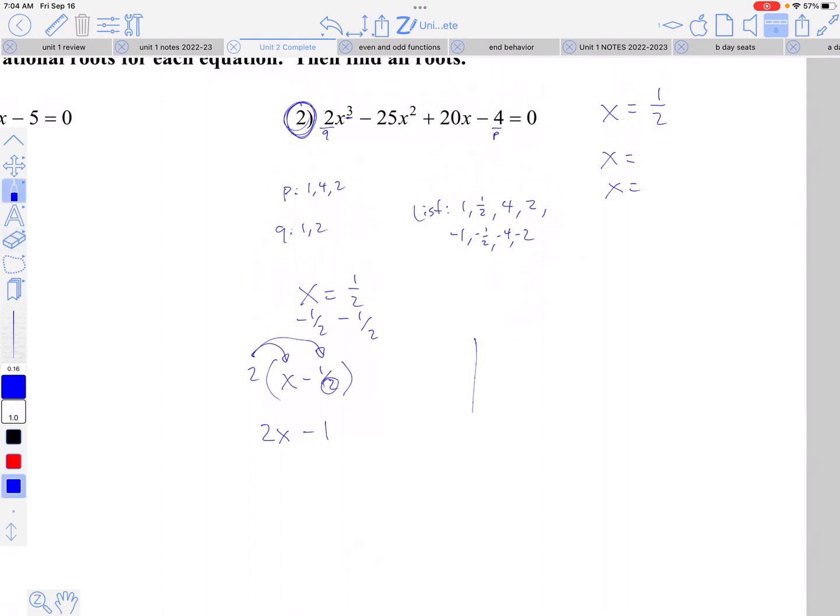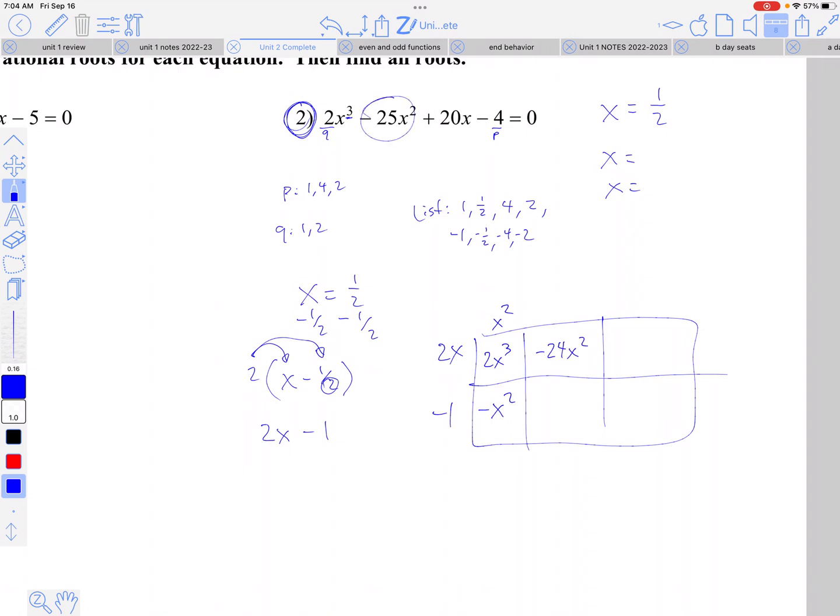All right, so we have to divide 2x minus 1 into our beautiful function up there. So here's 2x cubed. So 2x cubed divided by 2x gives me x squared, which gives me negative x squared when I multiply it down there. But notice I needed negative 25x. So negative 1, I need negative 24x squared more to get negative 25x squared.